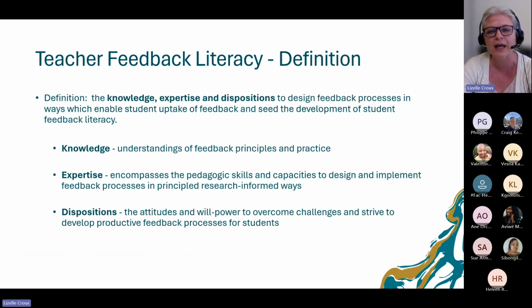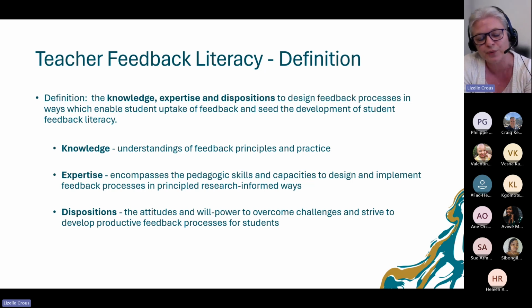So without further ado, let's start with the first part. So according to Carlos and Winston, teacher feedback literacy can be defined as the knowledge, expertise, and dispositions to design feedback processes in ways which enable student uptake of feedback and seed the development of student feedback literacy.